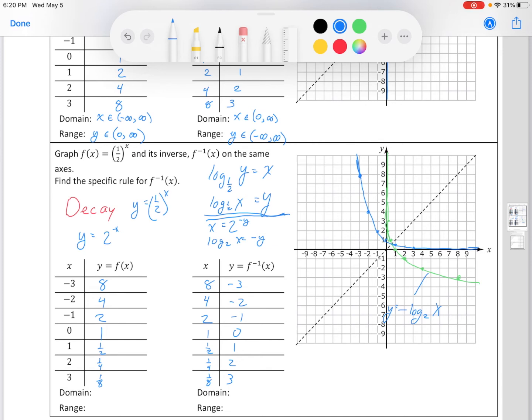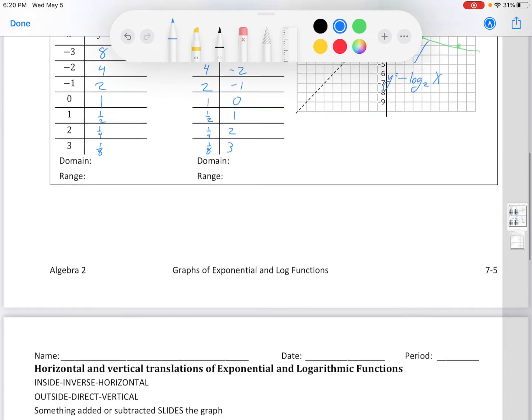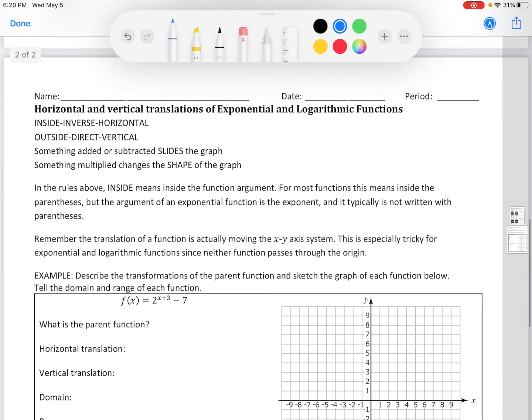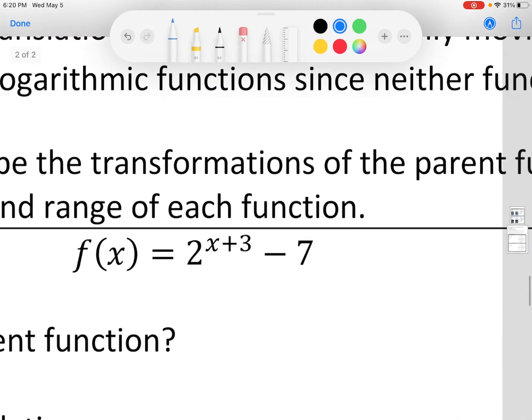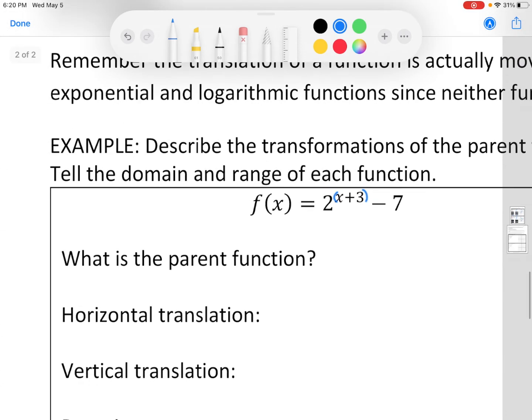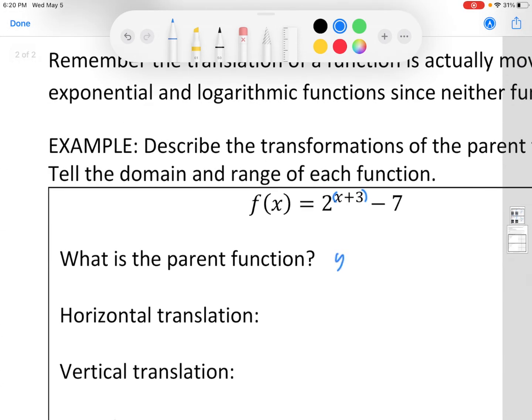So either one is the same. Now, these are the fundamental rules for transformations for every kind of function that exists. There is no function that does not obey these rules. So our argument on this function is right here. And so the parent function is that little y is equal to 2 to the x function.